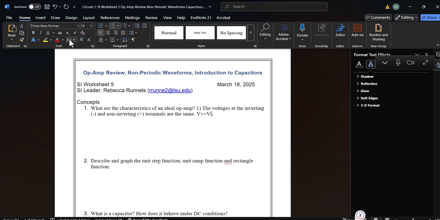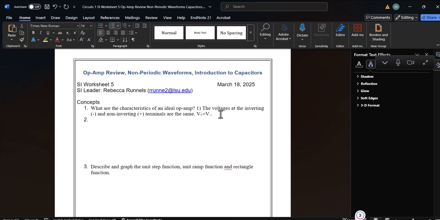Okay, then we have that the currents into those terminals have to be zero. So I plus has to equal I minus, and those both have to equal 0 amps. So those have to be the same, and they have to be 0.